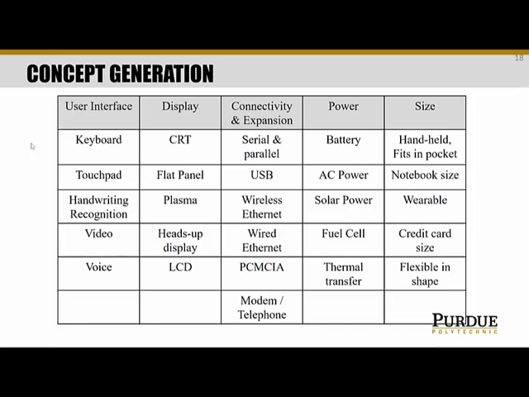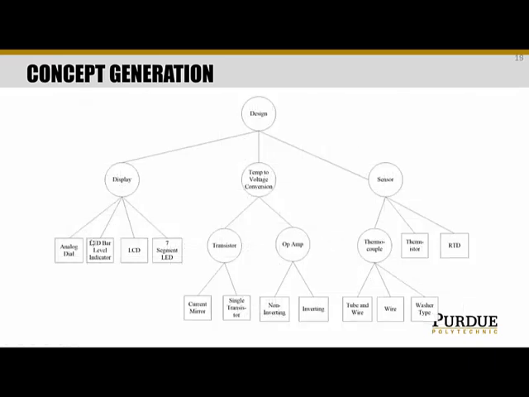So novel products or solutions can then be generated by combining elements from each of the columns, and you can use one element from a column or multiple elements from each column. So we could easily envision a device that uses handwriting recognition and voice interface via an LCD over USB wireless internet and is solar powered and wearable. You can select different cells from each of the columns and combine those in new and unique ways to generate some concepts.